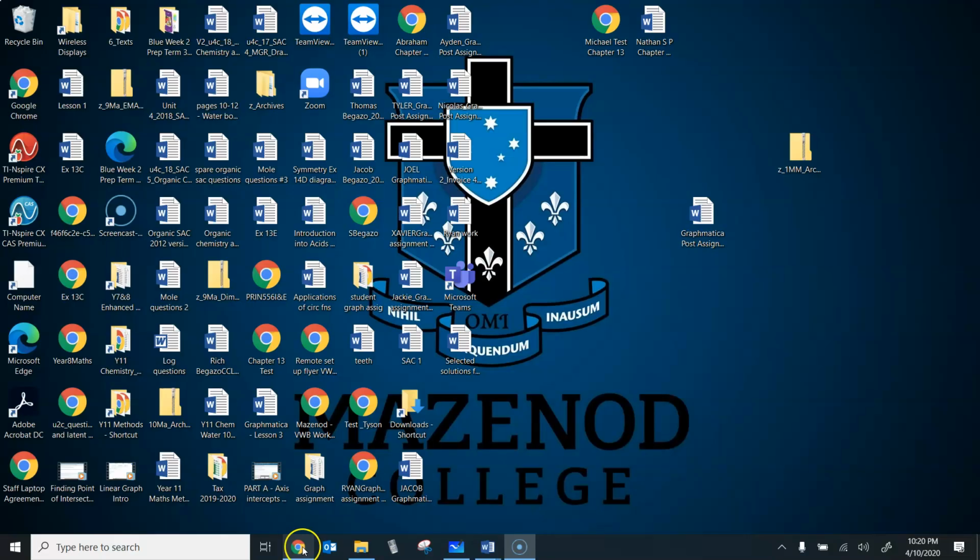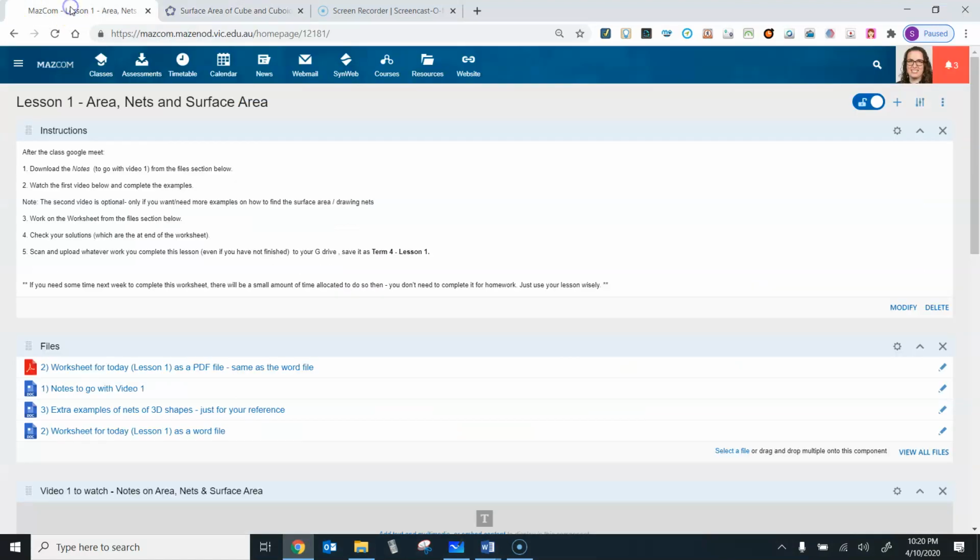You can now have a go at the worksheet, which is in the lesson. You'll notice that it says worksheet for today, lesson 1 is a Word file, worksheet for today, lesson 1 is a PDF file. They're exactly the same. Just click on one of them. They're just uploaded in 2 different formats in case you can't see the Word file.